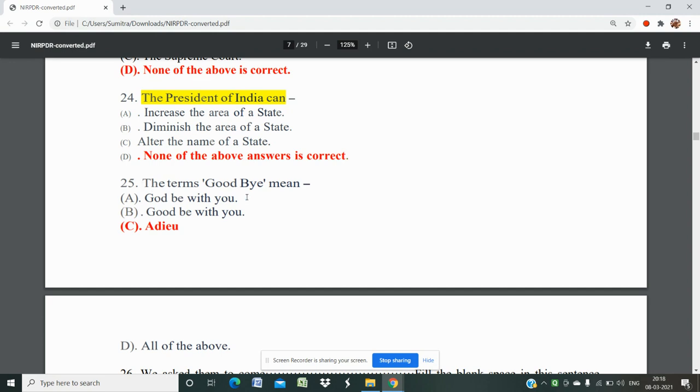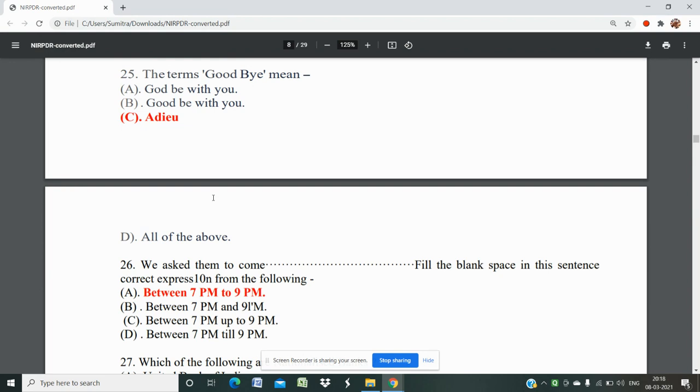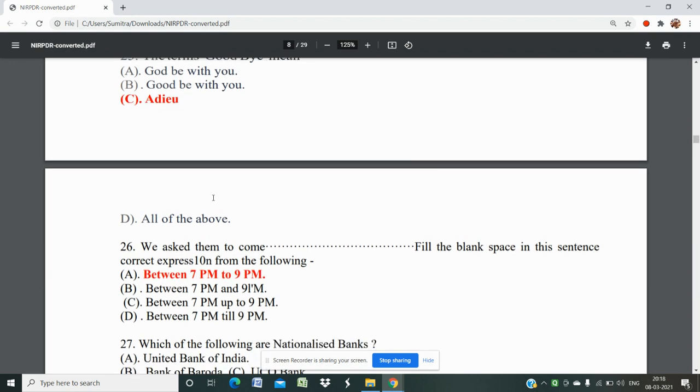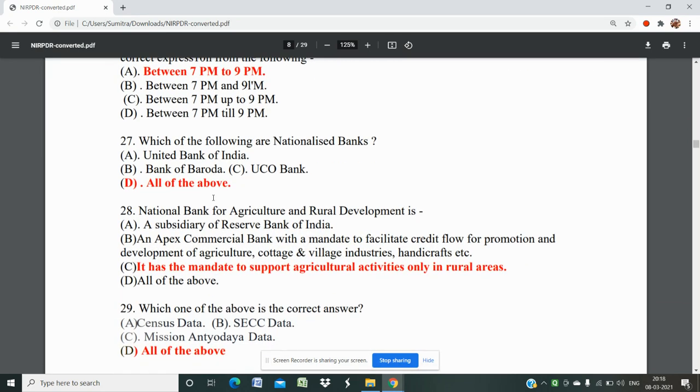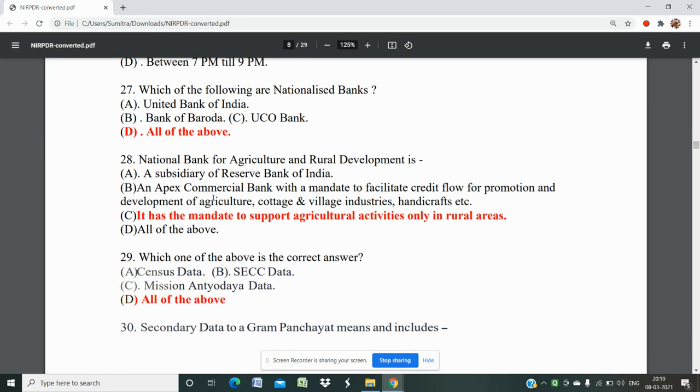Then the term goodbye. This is a question related to English vocabulary. It's related to RDU. Then we asked question number 26 also, an English background question. Apart from all these political questions, there are more than 27, 28 questions on politics, on the decentralization of power, participatory democracy, etc. Then some questions are asking on English vocabulary, also grammar.